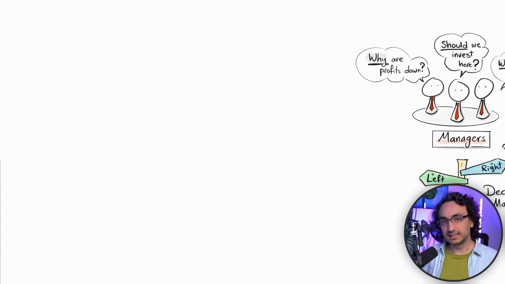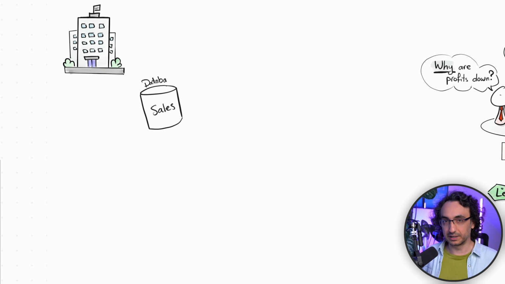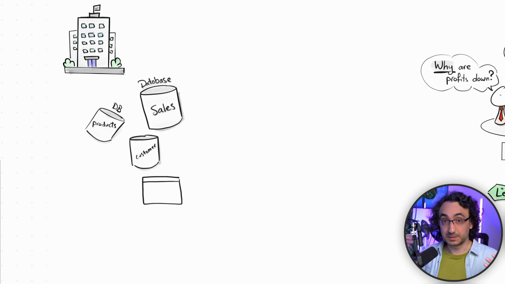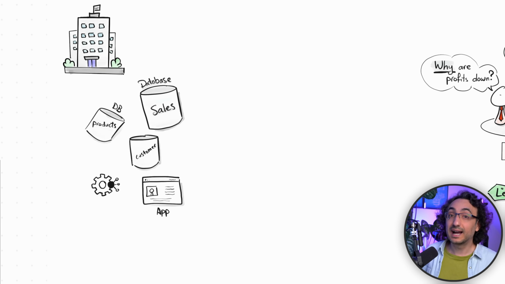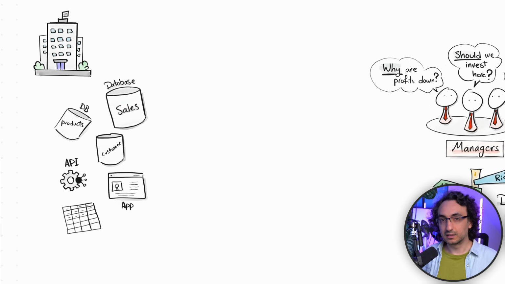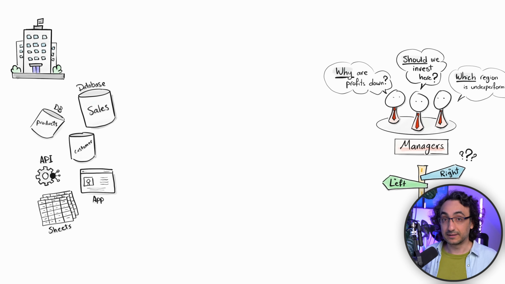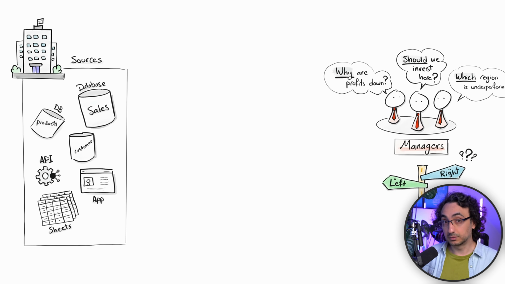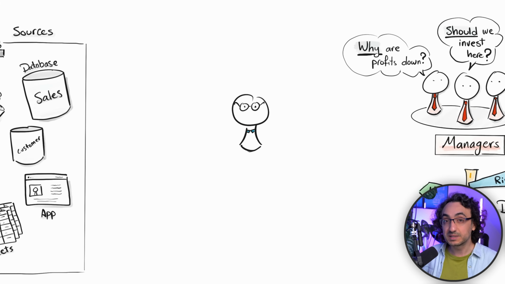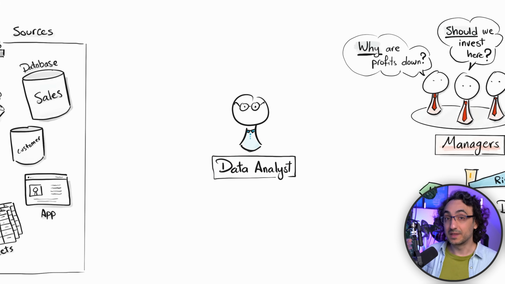So now in companies, the data are scattered everywhere. Your data is stored in many different databases. There are a lot of spreadsheets and maybe as well APIs that provide data. So they are everywhere, and the managers of course don't have the time or the skills to dive into all those places. So that's why they go and hire an expert, a specialist. They hire the data analyst.